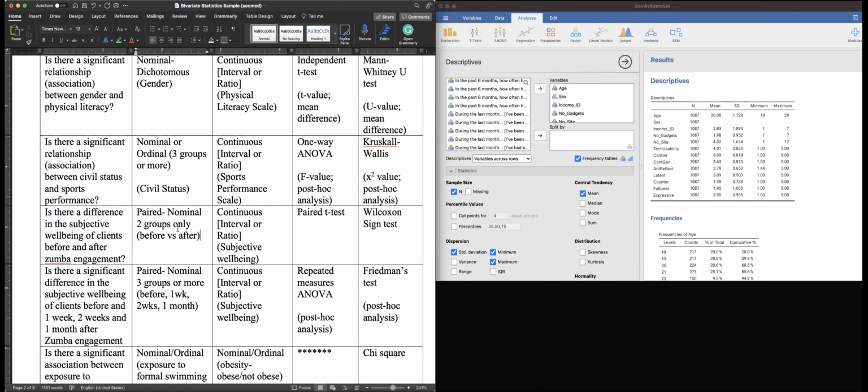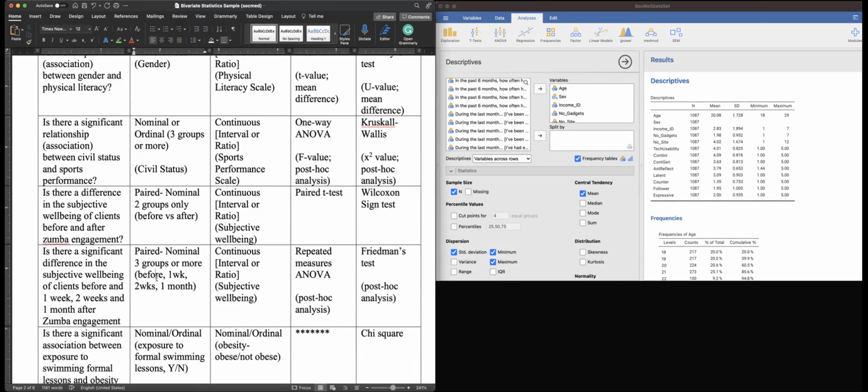If it's non-parametric, then we use Wilcoxon sign test. Now, if the number of observations is more than 2, like for example, before Zumba, 1 week after Zumba, 2 weeks after Zumba, 1 month after Zumba, same group within groups analysis, then we make use of repeated measures ANOVA. And then we also generate an F value and do a post hoc analysis.